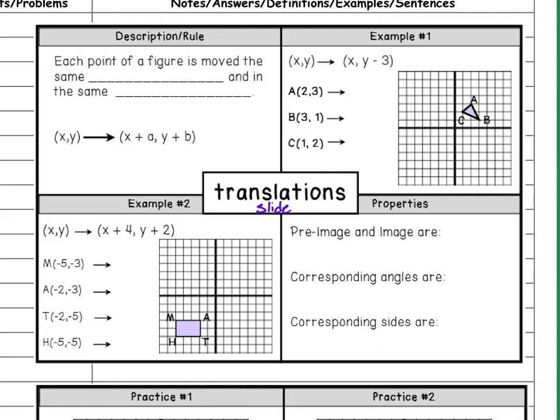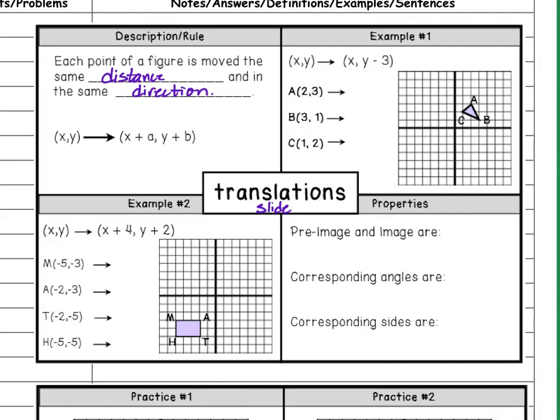So it says each point of a figure is moved in the same direction, and in, sorry, that goes on the other line, so it will make sense. Is moved the same distance, and in the same direction. Now the words make sense. There we go. So it's moved the same distance in the same direction, right?